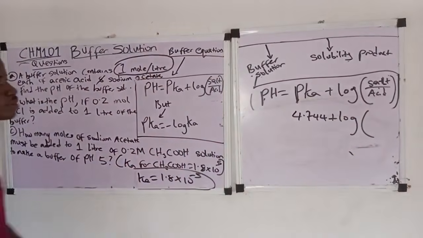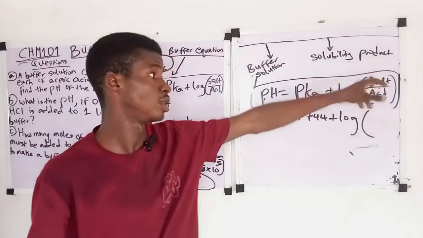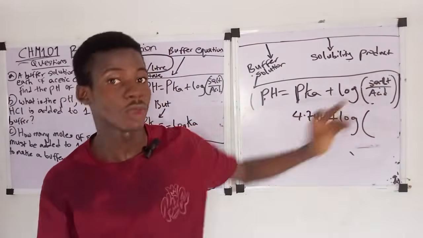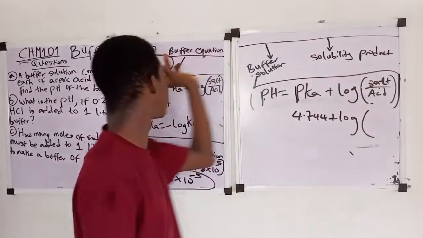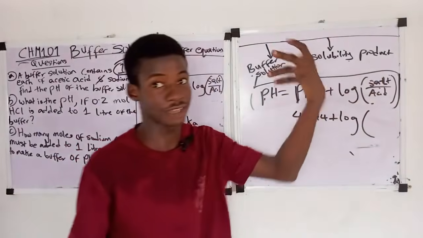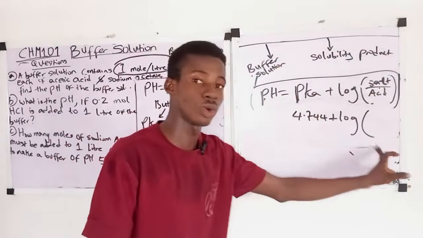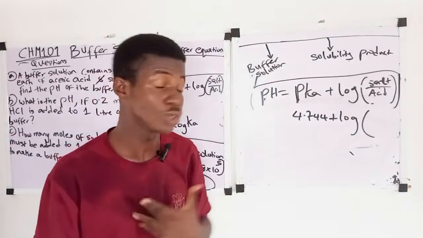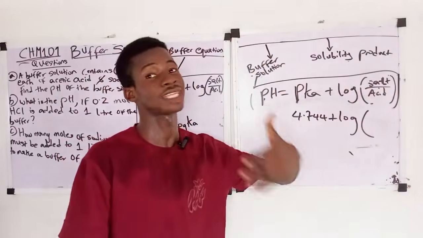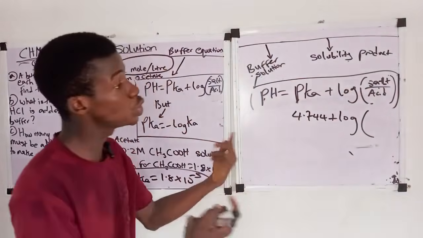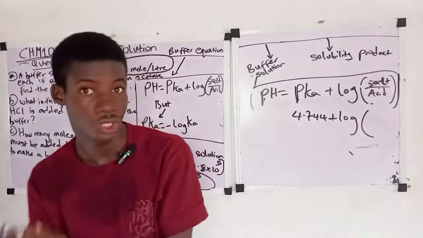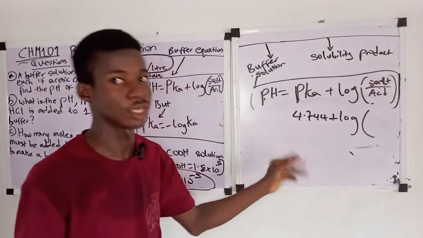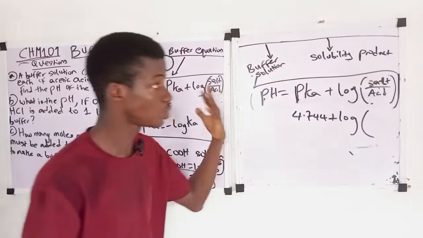Now look at the question. Normally we use the concentration of the salt divided by the concentration of the acid. Then we divide it, then we take the log. Very easy. But I majorly use mole, because that would be easy for us. Remember, you can use the concentration of the salt and the concentration of the acid to look for the pH, but you can still use mole. I will advise you use mole.